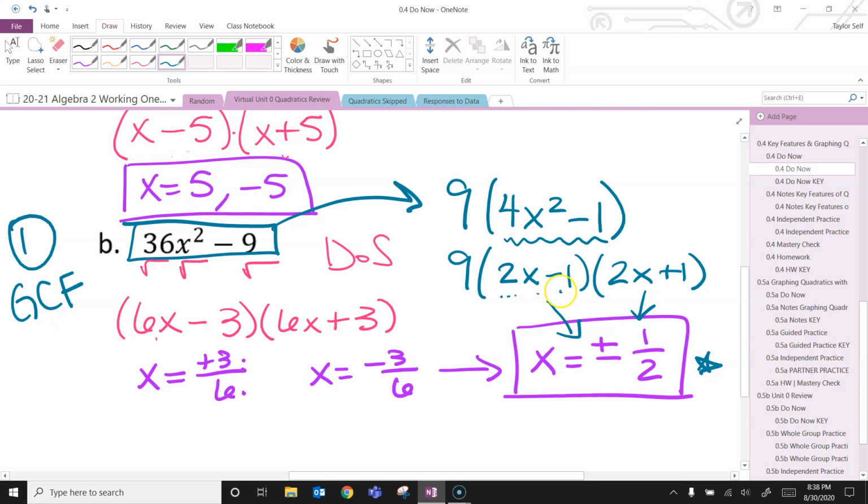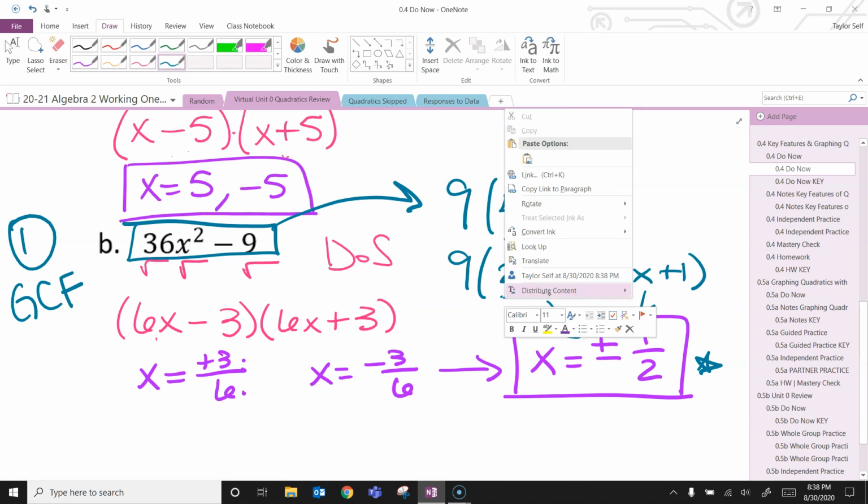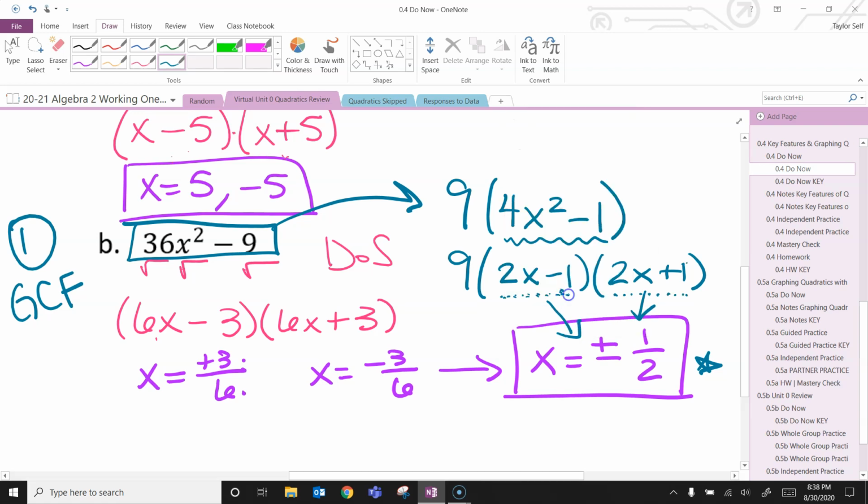Positive 1/2 comes from this factor. X equals positive 1/2 because we flip the sign, divide by 2. And then negative 1/2 comes from this factor because you flip the sign, divide by 2. So always remember to do a GCF first. That was my bad for not remembering to do that. The greatest number that went into 36 and 9 was 9. That's why I pulled out the 9.